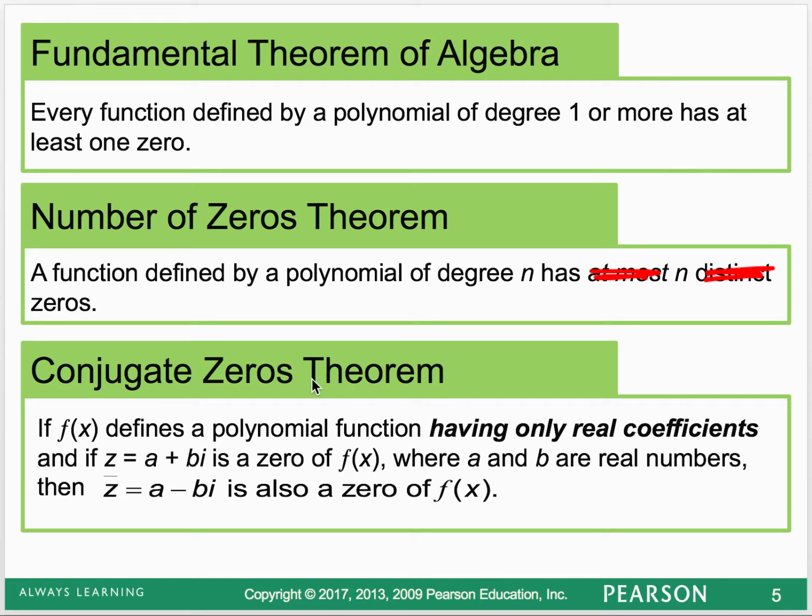And another theorem tells us that if one of the zeros is a complex number, then its complex conjugate is also a zero. So if we get one complex zero, then I have 2 because I know the conjugate is also a zero.